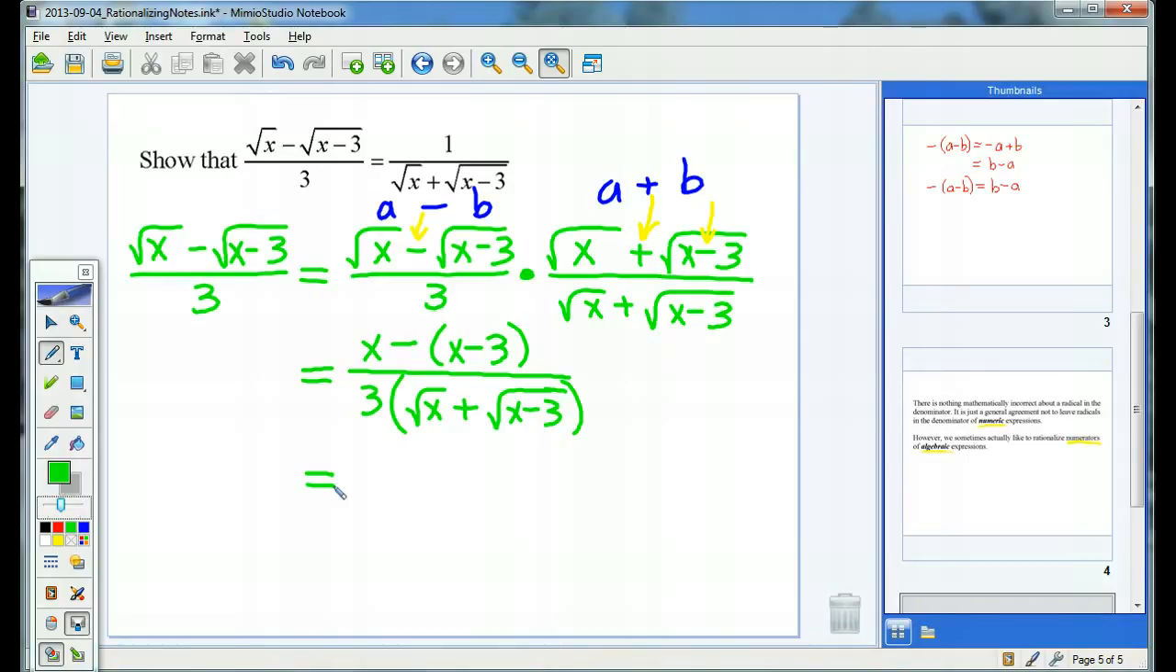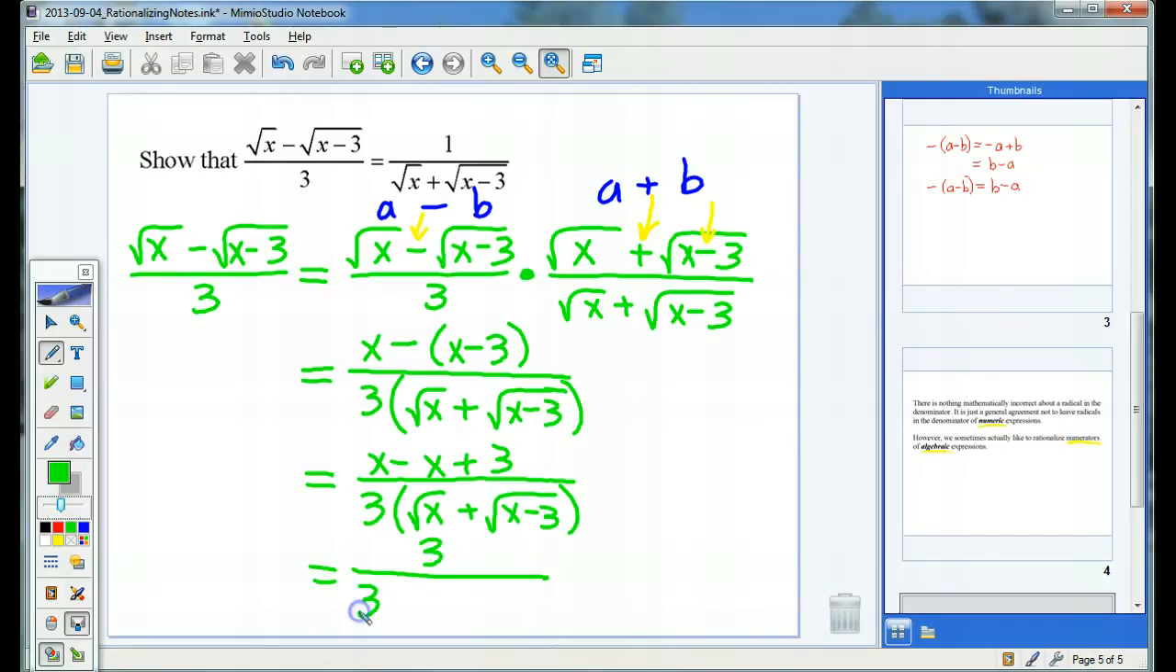Continuing, in the numerator, we get x minus x plus 3, all divided by 3 times the square root of x plus the square root of x minus 3, or we simply get 3 in the numerator, and that's divided by 3 times the square root of x plus the square root of x minus 3. And looky there, we've got a 3 that's a common factor in the numerator and denominator. We can cancel it, and we get 1 divided by the square root of x plus the square root of x minus 3, which is exactly what we were asked to show is true.